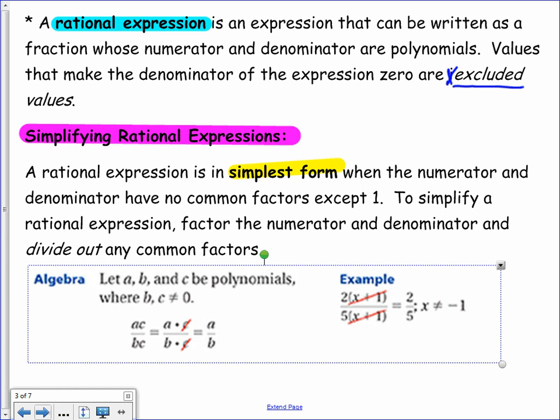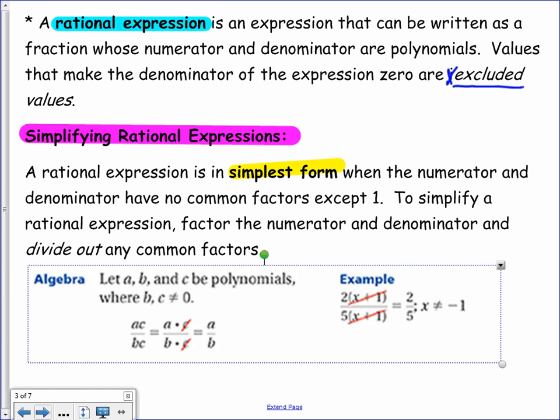If a, b, and c are polynomials, and where b and c aren't equal to 0, because they're in the denominator, they can't be 0 there, then if we're factoring that out, we'd factor that out into the products, a times c and b times c, and then c are both in common in the numerator and denominator, so we divide them out, and we'll be left with a divided by b.